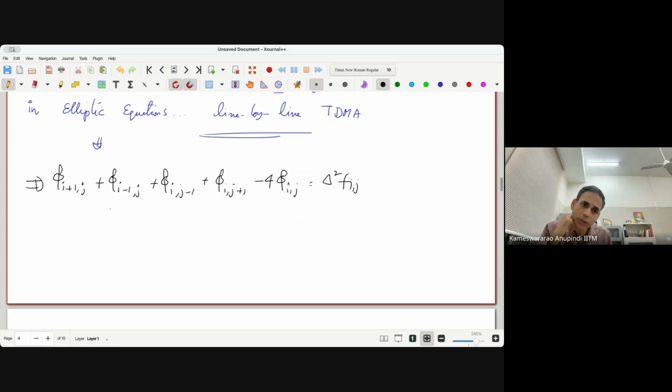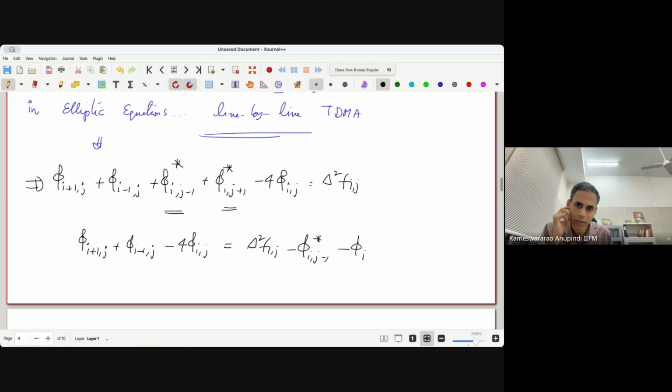But then instead what you do is that, okay, let me first solve in the x direction. So I'm going to take all my unknowns in the y direction as known values. Let's say known values, we call it star. So we're going to send the known values to the right hand side. So my matrix is going to be phi i+1,j plus phi i-1,j minus 4 phi ij equals delta square fij minus phi i,j-1 star minus phi i,j+1 star. Okay, so you will solve like this. This is only a tridiagonal matrix, right? It's just a tridiagonal matrix, and you will solve this for all.